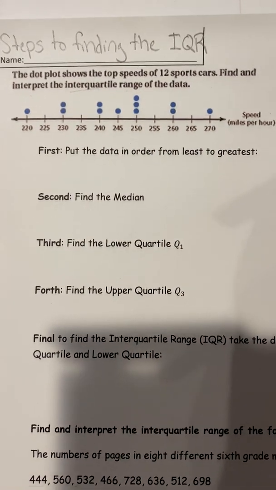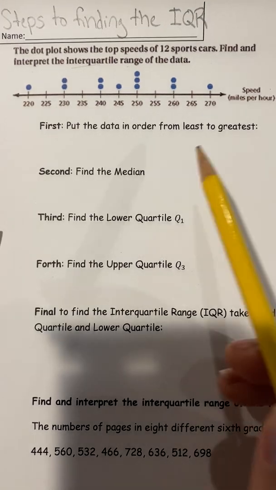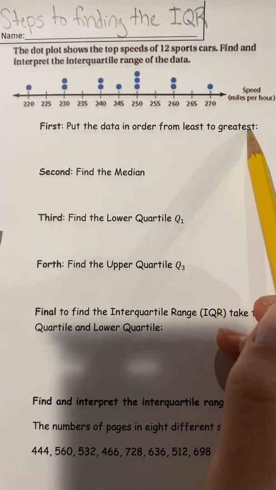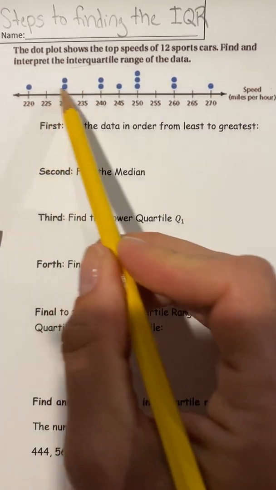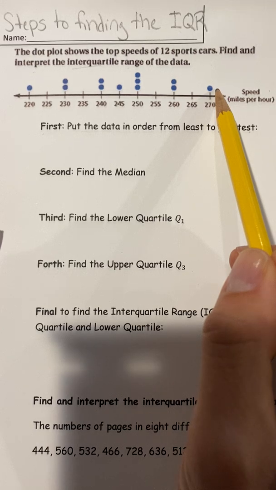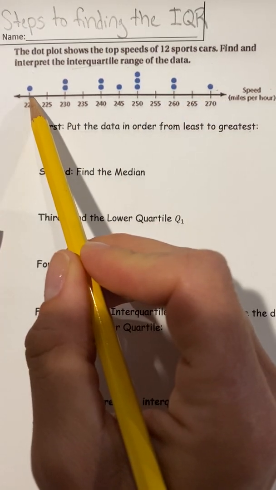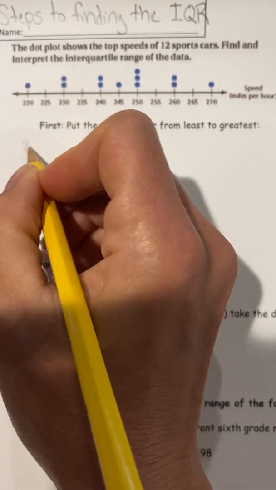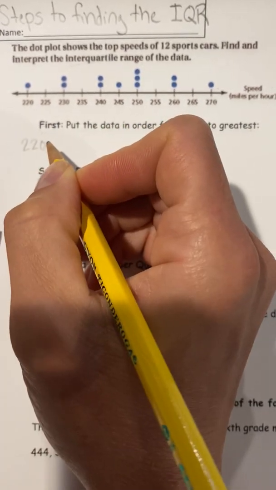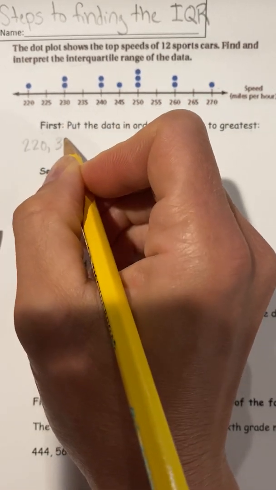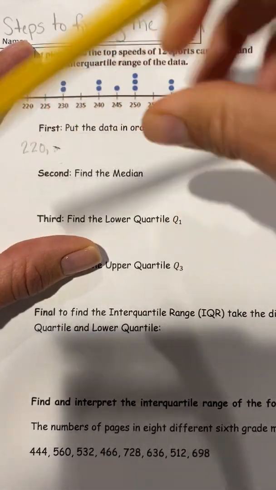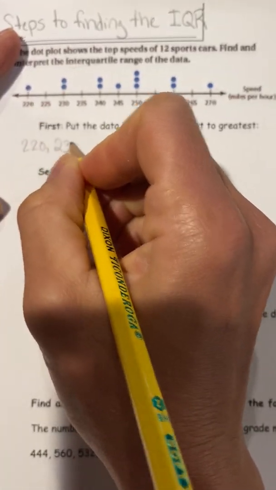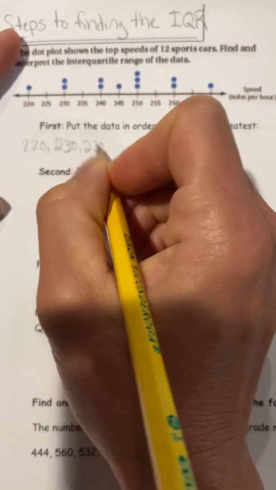So there are several steps involved when I'm finding the interquartile range, and I have them all listed here for you. Step 1, put the data in order from least to greatest. So when I look at my top speeds of my sports cars up here, the lowest speed is 220. And there's only one of those, according to my dot plot, there's only one car that can go 220 miles per hour. Then 230, and there's two above 230.